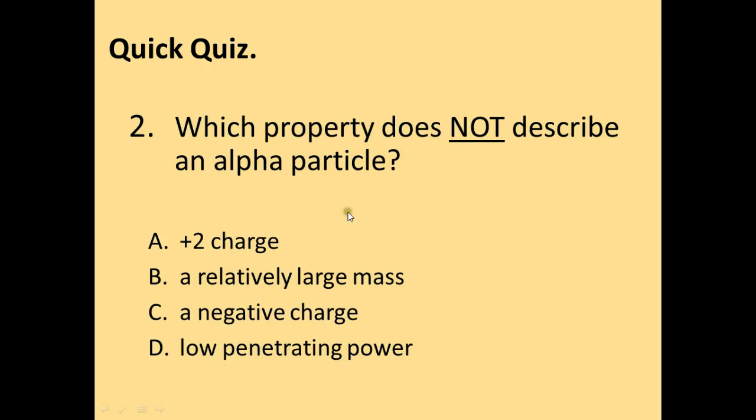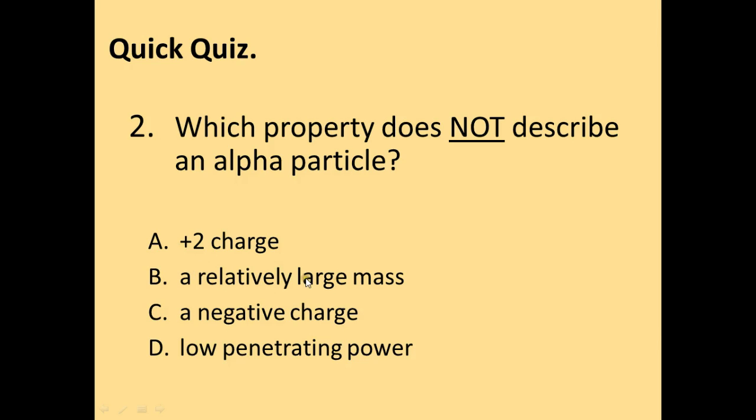Which property does not describe an alpha particle? A, a 2+ charge, B, a relatively large mass, C, a negative charge, or D, a low penetrating power. If you remember, alpha particles are the weakest type of radiation, and they do have a +2 charge because they have 2 protons and 2 neutrons. Each proton has a charge of 1, so that gives 2, and neutrons don't have any charge, so they don't contribute at all.